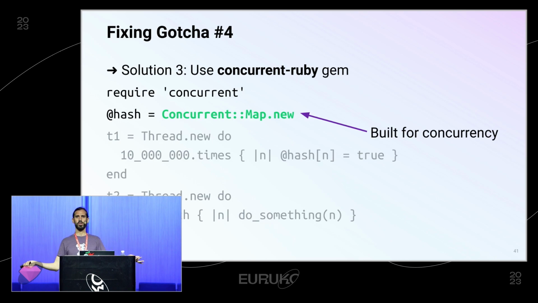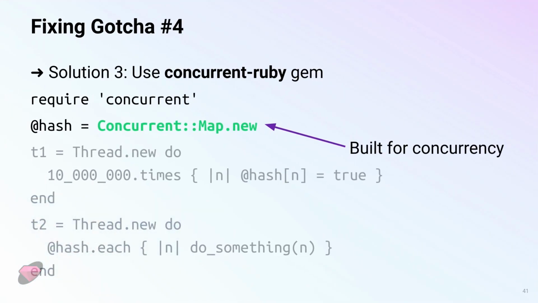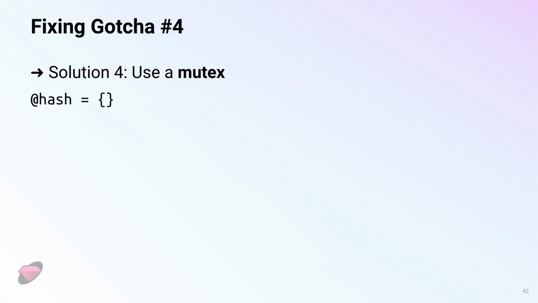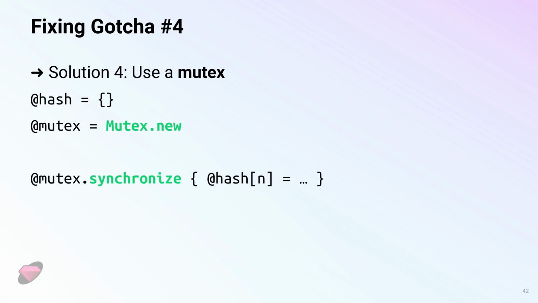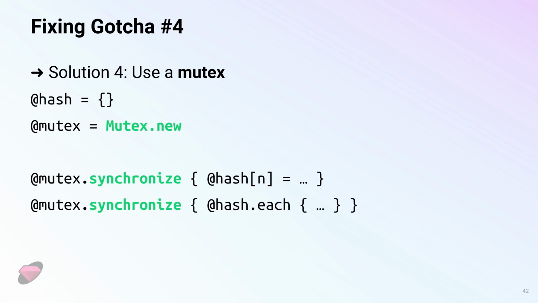Concurrent Ruby is built for concurrency, and this is one of the use cases for concurrent map. It works. Okay, so what if you want to roll your own using a mutex? A mutex is a tool that Ruby provides so that you can enforce one-at-a-time access to something. The idea is that you have your hash, you create a mutex, and when you want to write to the hash, you call mutex.synchronize and pass in the write. When you want to read, you call mutex.synchronize.